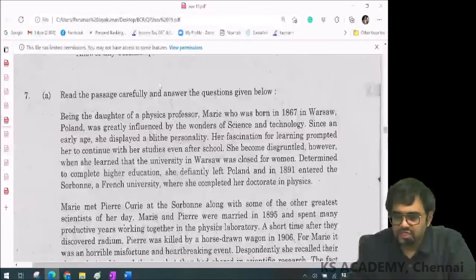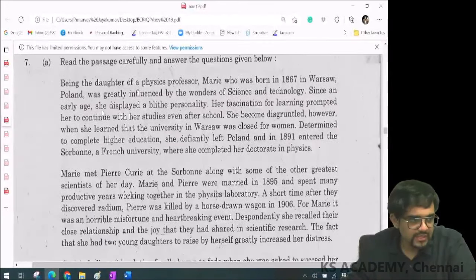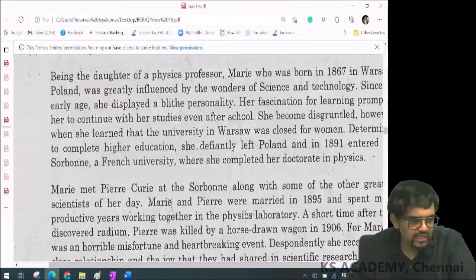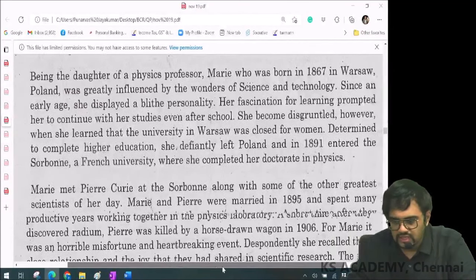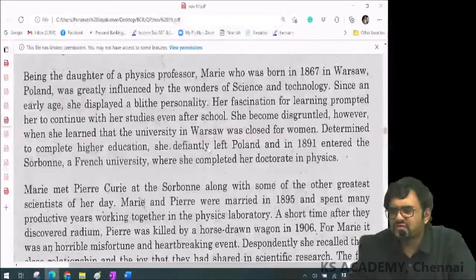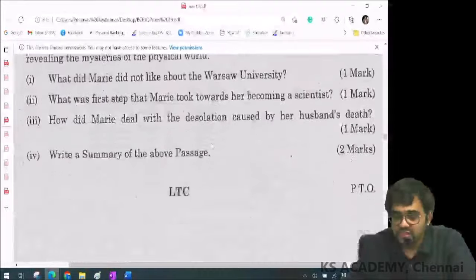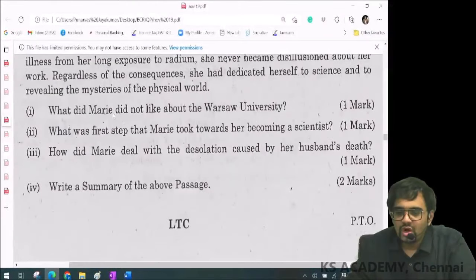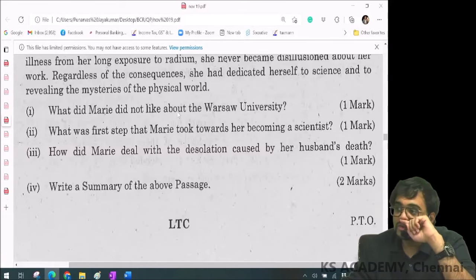Here, first, they are speaking about Marie Curie. Being the daughter of a physics professor, Marie, born in 1867 in Warsaw, Poland, was greatly influenced by the wonders of science and technology. First, see the question. "What did Mary did not like?" The question is wrong. What did Mary not like about the Warsaw University? So they are asking about what she did not like.